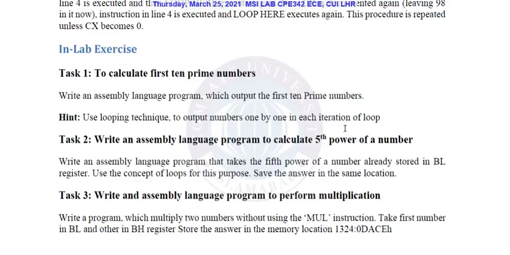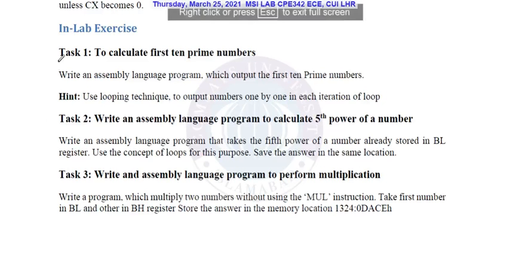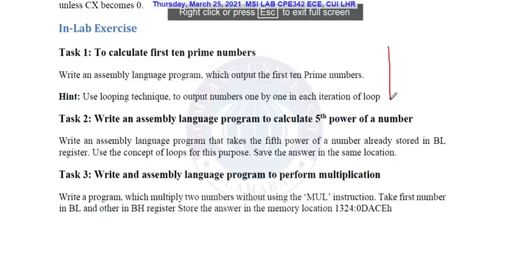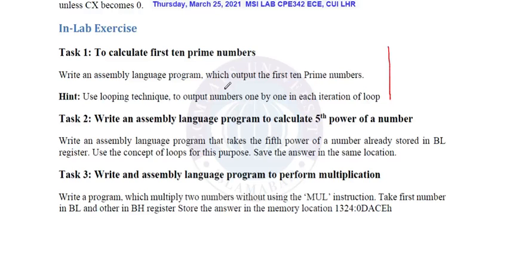Now moving to the tasks. First, task number 1 is to calculate the first 10 prime numbers. Now all of you know what prime numbers are. You need to keep using the loop technique to keep the iterations, as well as conditional and unconditional jumps to find the first 10 prime numbers. So I hope you have knowledge about prime numbers and you are familiar with conditional and unconditional jumps.